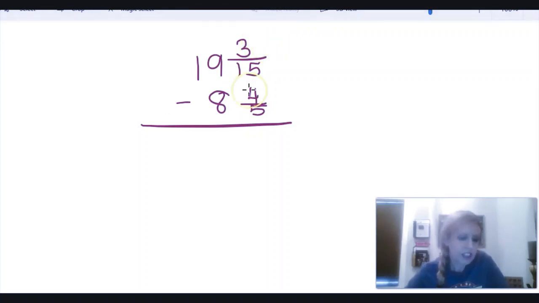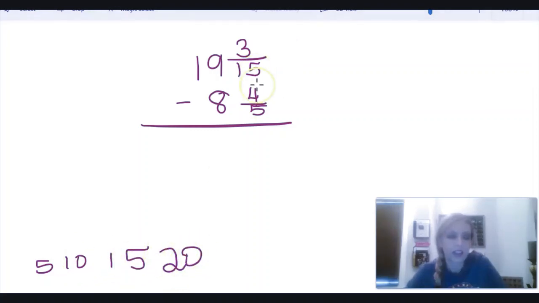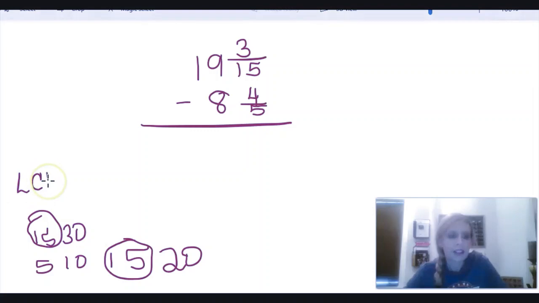The first thing you need to look at is we have unlike denominators. So we need to find the least common denominator. Remember, to find that, you would do the multiples of each denominator. If we write those out, the multiples of 5 are 10, 15, 20, and the multiples of 15 are 30. Oh, I already have one in common there. That's going to be my least common denominator. My least common multiple equals my least common denominator.